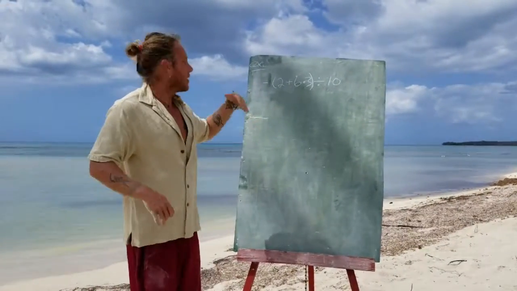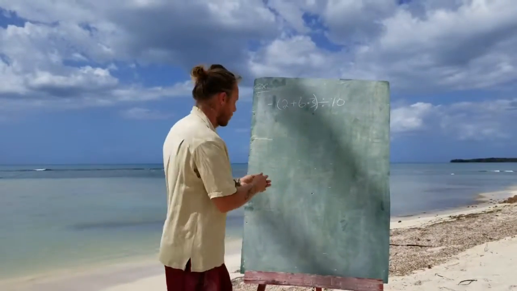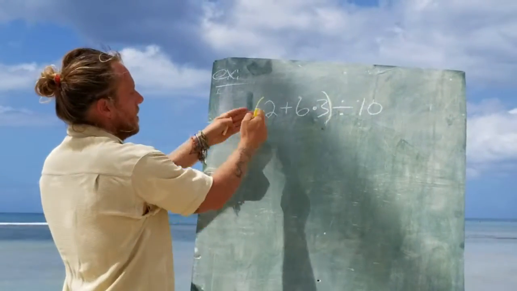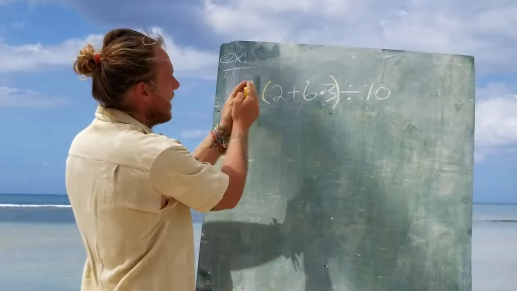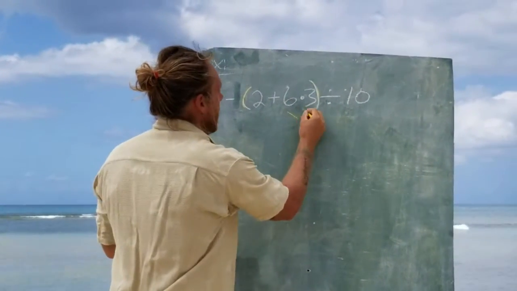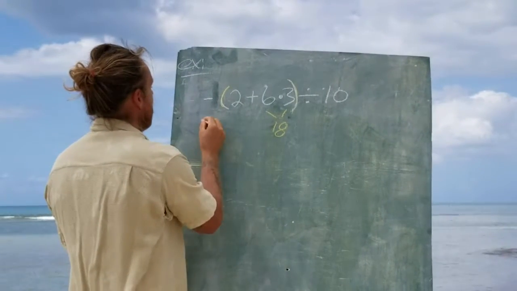First thing to do, is there a fraction bar? No. Are there grouping symbols? Yes, parentheses. So we're working within these parentheses first. Are there exponents or roots to simplify? No. Are there multiplication or division? Yes. So we'll do that. 6 times 3 is 18. Bring everything else down.